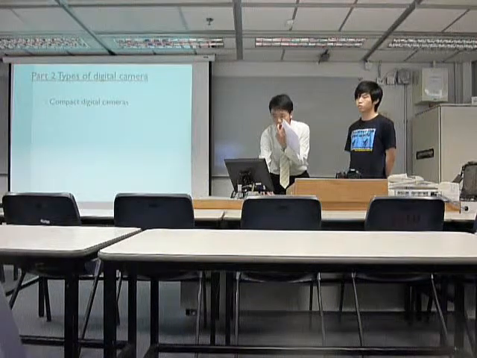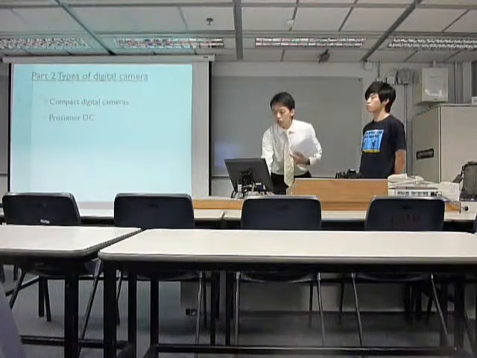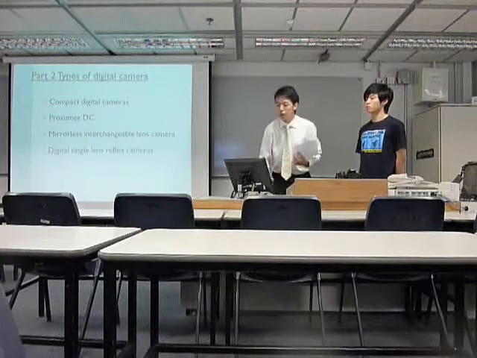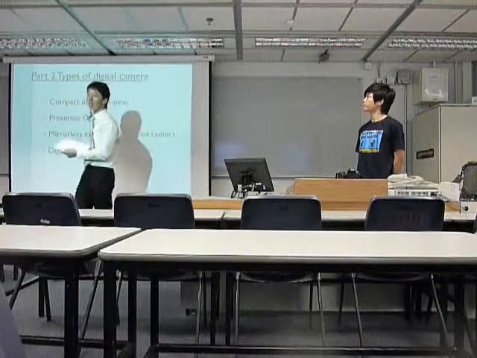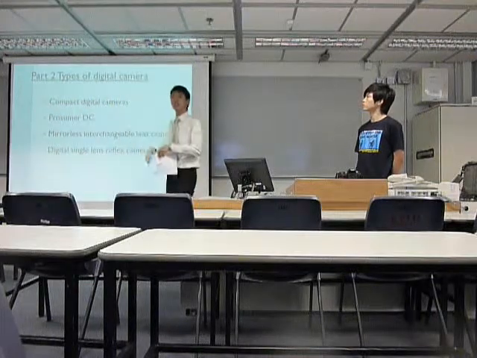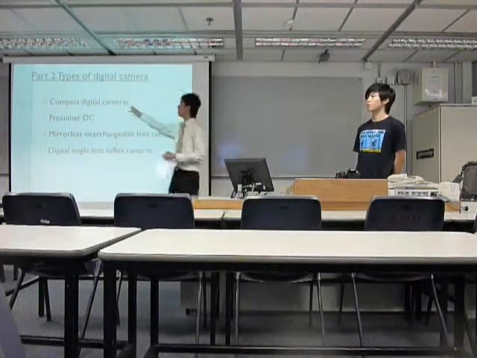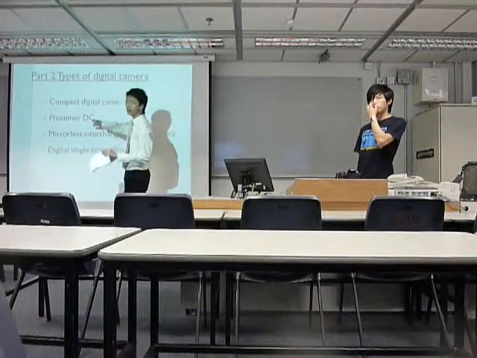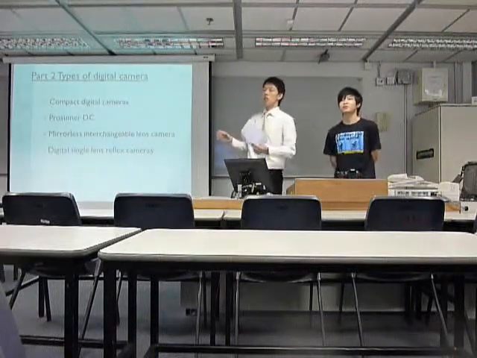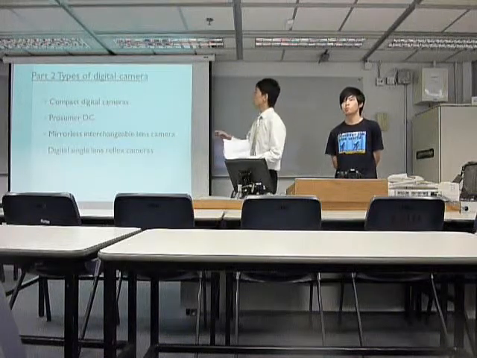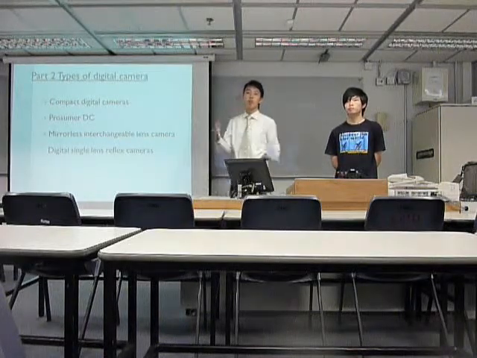And I would like to move on to the types of digital camera, the common types of digital camera. These two are the same type because they are both light and easy to use, but the major difference is that the prosumer DC can offer more powerful functions such as exposure control, and you can see there's a viewfinder there.